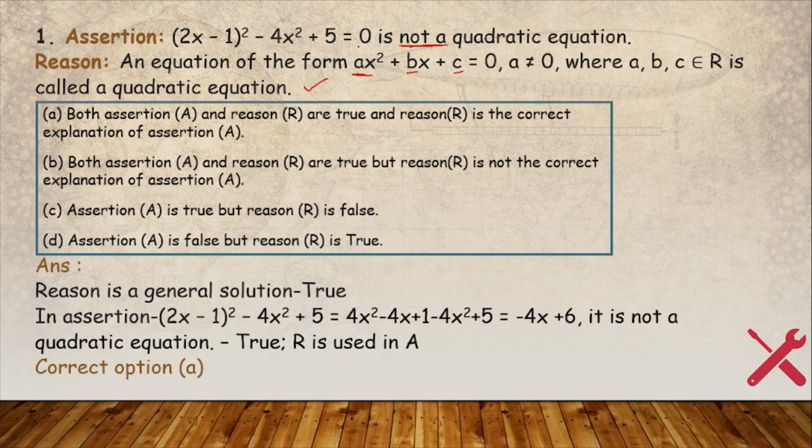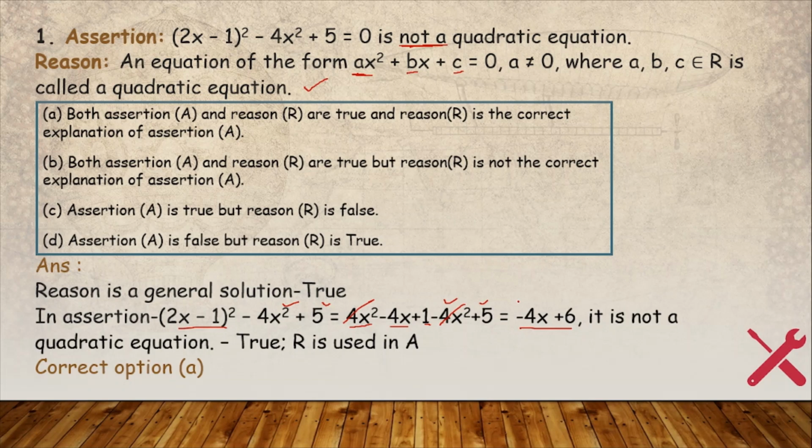When you check the assertion, expand this because it is a whole square. So here I showed the expansion of it. 2x minus 1 the whole square. Use the a minus b the whole square formula. Expand it. a square, that is 4x square. Minus 2ab, that is 2 into 2x, 4x, plus 1. Minus 4x square plus 5. When you simplify this, 4x square and this 4x square get cancelled. So I am getting the remaining terms as minus 4x plus 6.